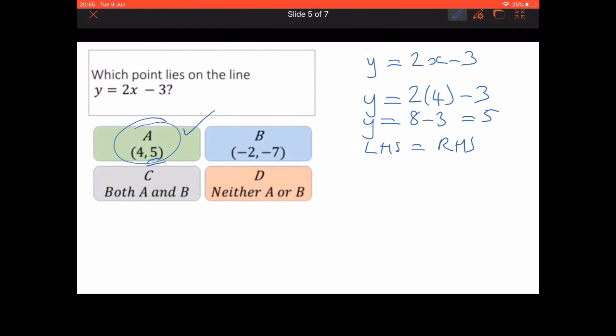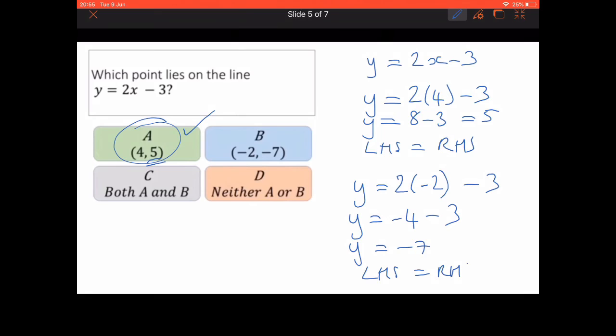We'll try it for the point with B. So this time we're expecting that y will come out as negative 7 if the point lies on the line. So y equals 2 times negative 2 and subtract 3. So that leaves us with negative 4, subtract 3, which is negative 7. Again, you can see that the left hand side is equal to the right hand side if we've got y as negative 7. So B again lies on the line. So the answer is that both A and B lie on the line.